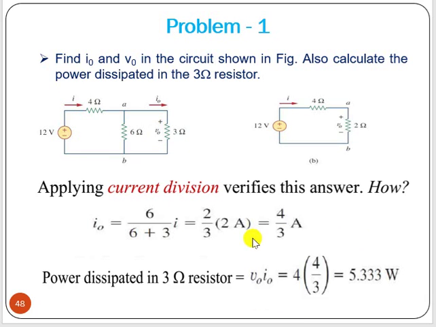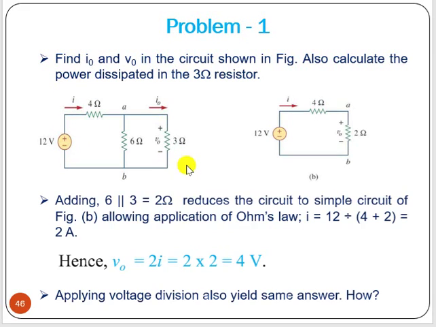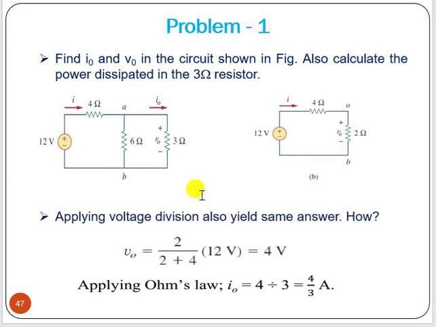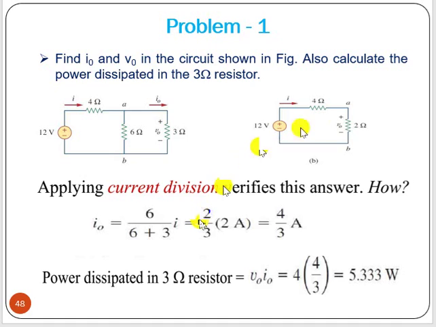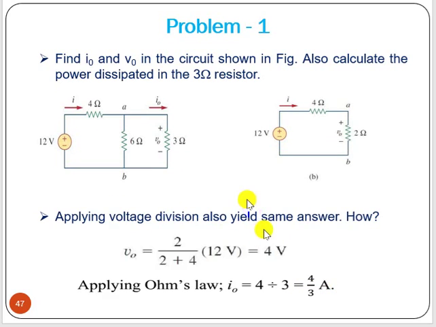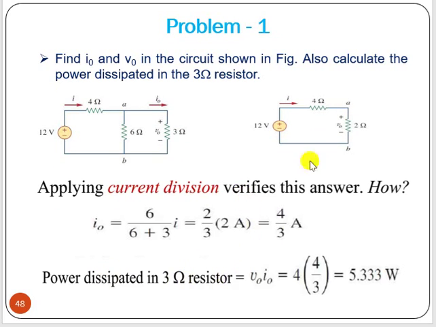Okay. Now we can apply current division to verify the answer. How? This total current I is 2 ampere, right? This 2 ampere current is divided into two parts, and you have to find I0. So I0 will be equal to the other branch resistance, that is 6, divided by total branch resistance 6 plus 3, into I, that will be 4 by 3, which we already got. And the power dissipated across the resistor will be V0 into I0. If you multiply, you will get the result.